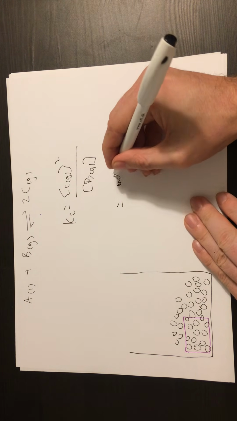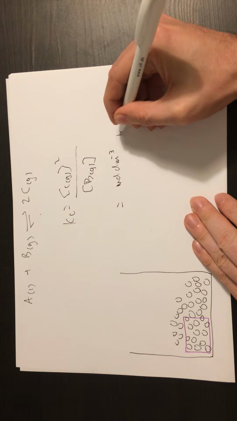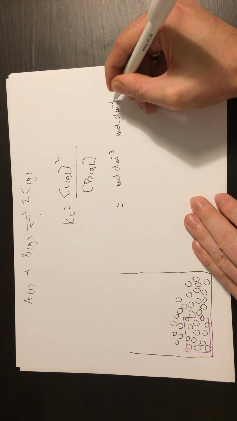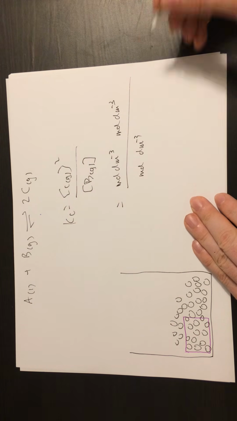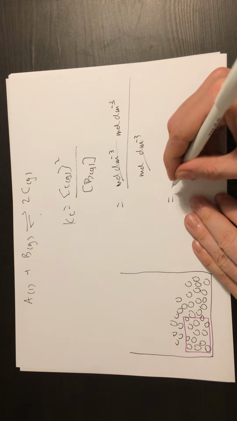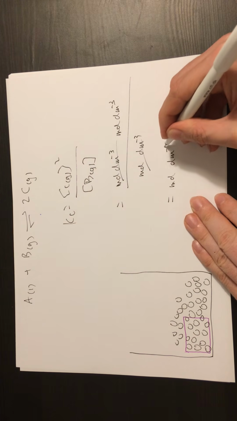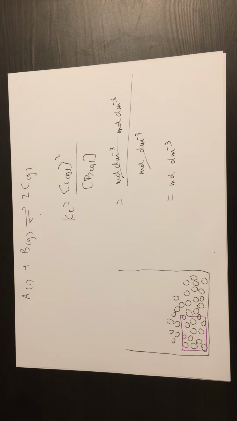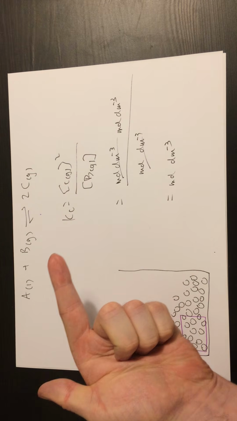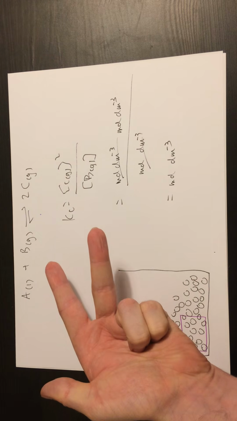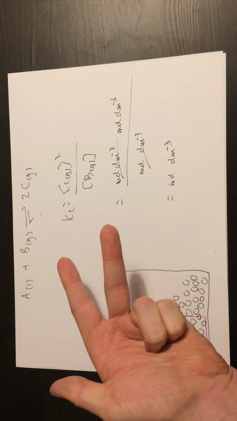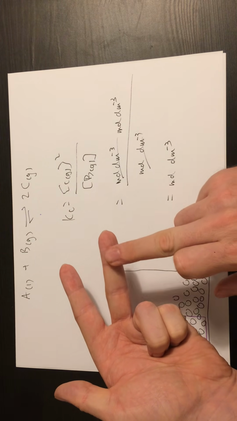In terms of units, we've got two terms on the top, one term on the bottom, cancel. So we'll just be left with moles per decimeter cubed. Don't include solids. Don't include water if everything else is aqueous, and don't include what we call pure liquids, where you've got an equilibria with only one liquid in.